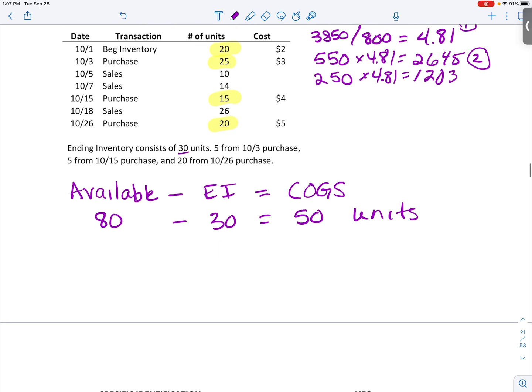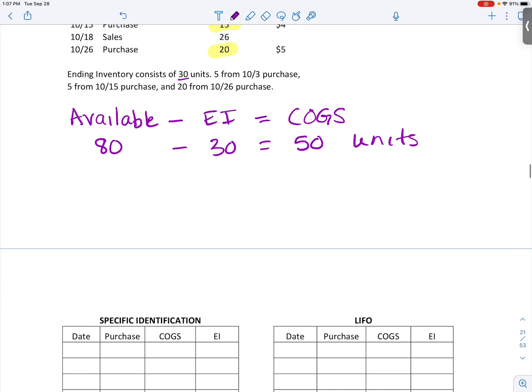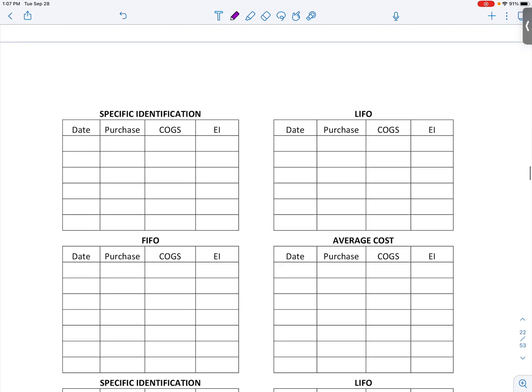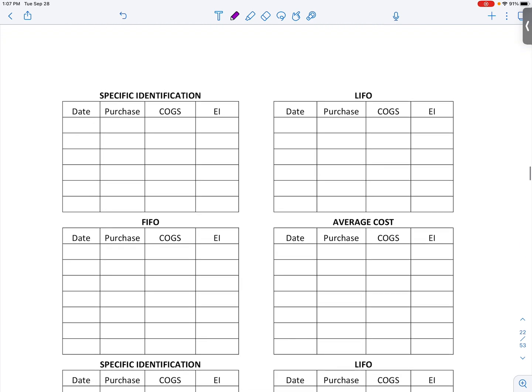So I want to make sure you have the figures that go along with this. I would recommend printing these pages if you like using this method and just kind of keep going with it for all your homework. You can also use Excel, very helpful.